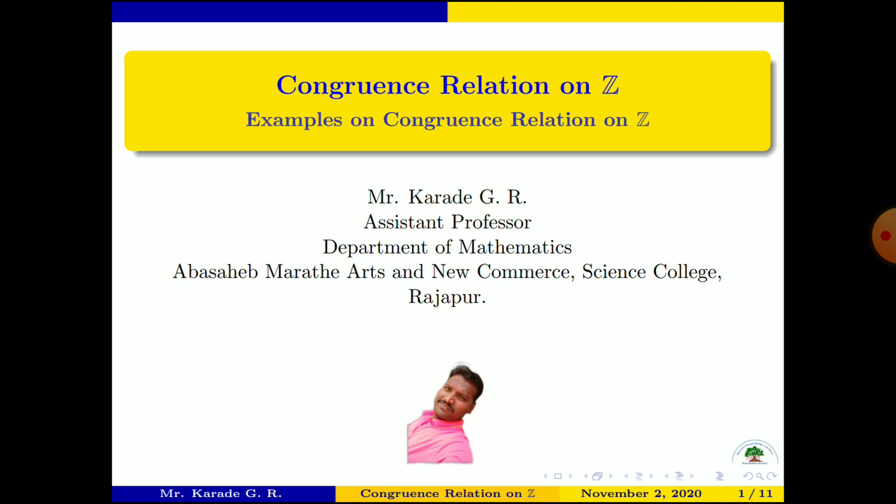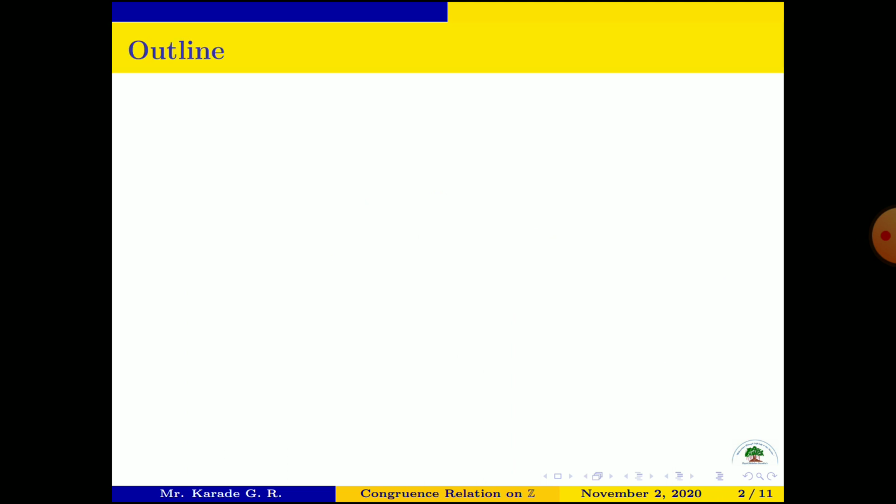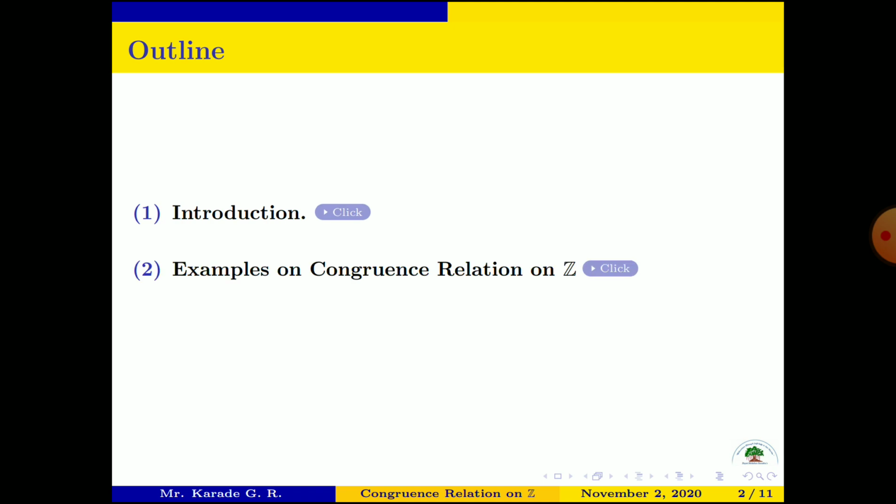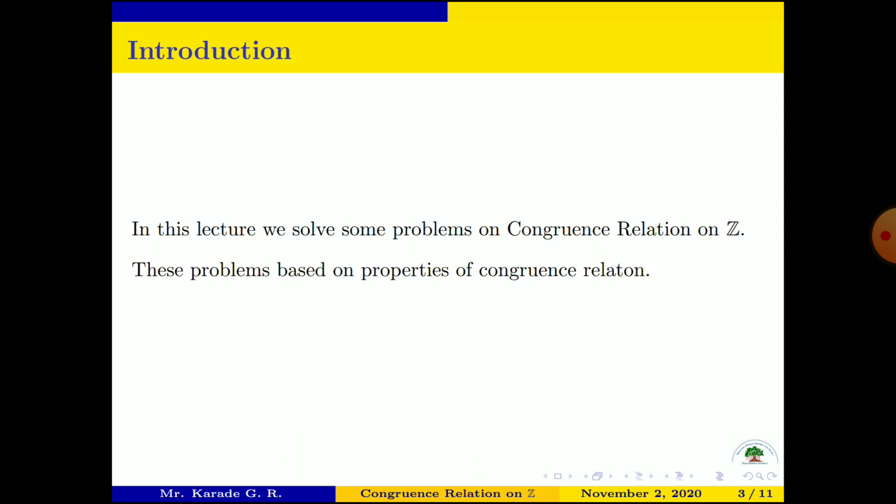In this lecture, we learn about congruence relation on Z, and we discuss some problems on congruence relation on Z. The outline of our lecture is some introductory part, and then we see some examples on congruence relation on Z. In this lecture, we solve some problems on congruence relation on Z, and these problems are based on properties of congruence relation.